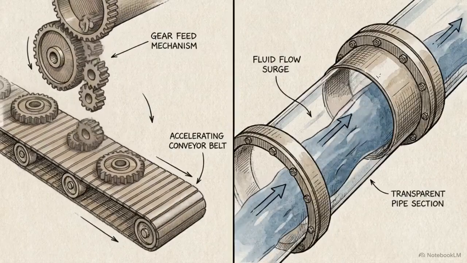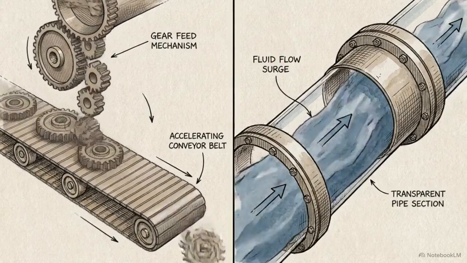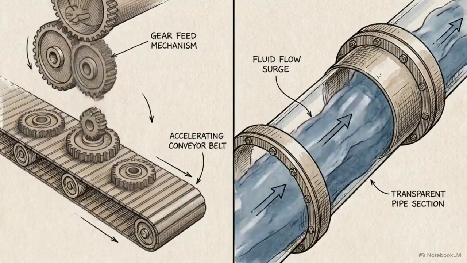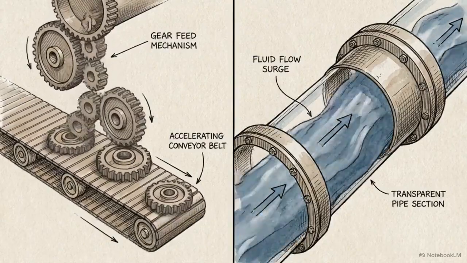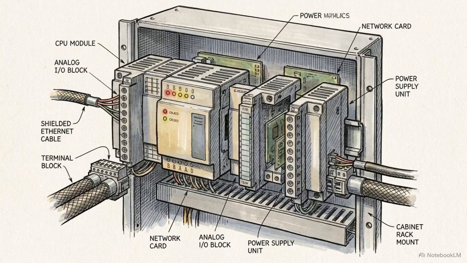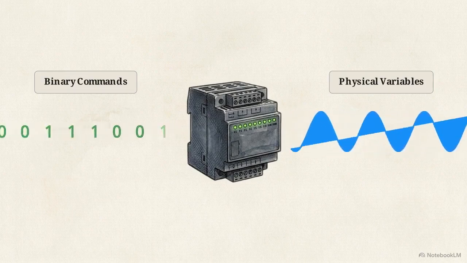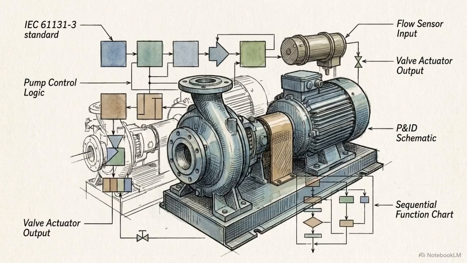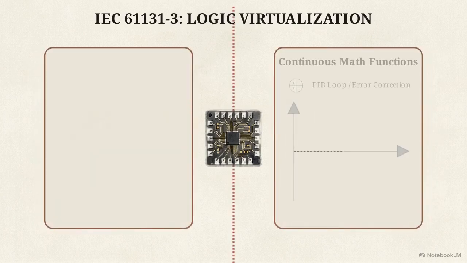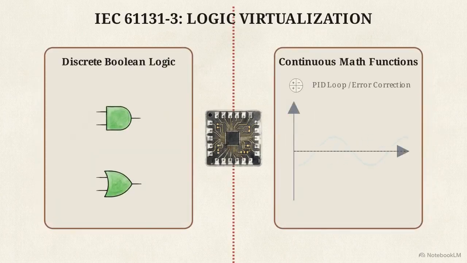Industrial manufacturing operates across two distinct domains: the discrete movement of individual parts and the continuous flow of matter. Effectively managing these environments requires a central coordinator. This is the role of the Programmable Logic Controller, or PLC, which acts as the translator between binary commands and physical variables. The software architecture for these controllers is defined by the IEC 61131-3 standard. It provides the framework to virtualize engineering logic, allowing mathematical functions and binary states to coexist in a single processor.